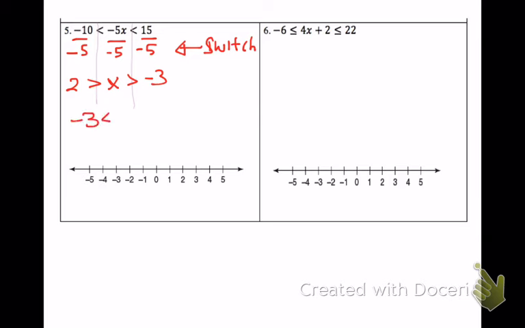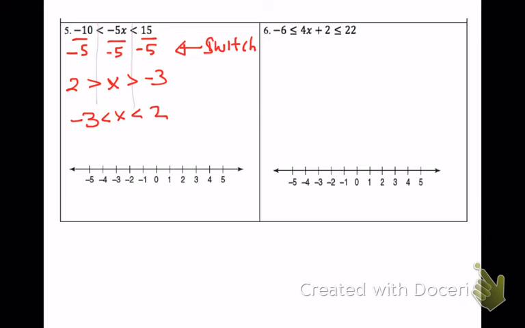If you don't do this step, it's not a big deal. But we usually like having it with the less than symbols, with a smaller number on the left and the bigger number on the right. All this tells me is that x is sandwiched between all the numbers between -3 and +2.